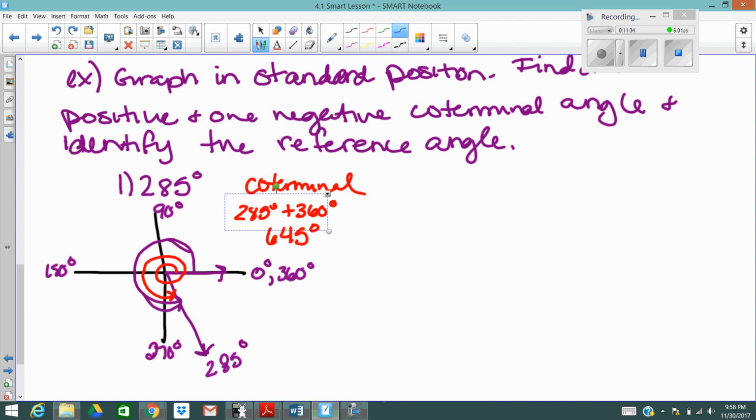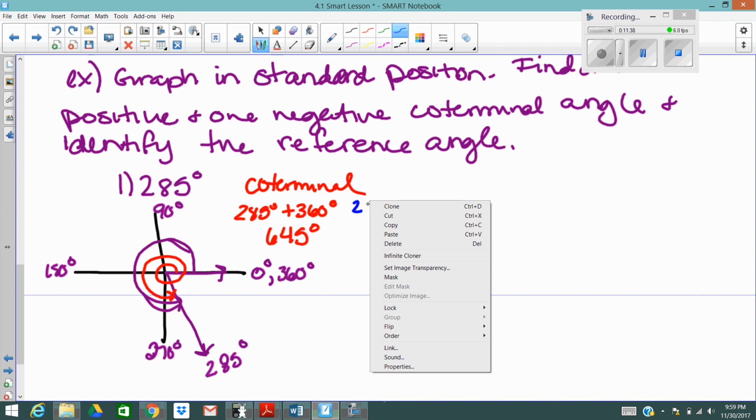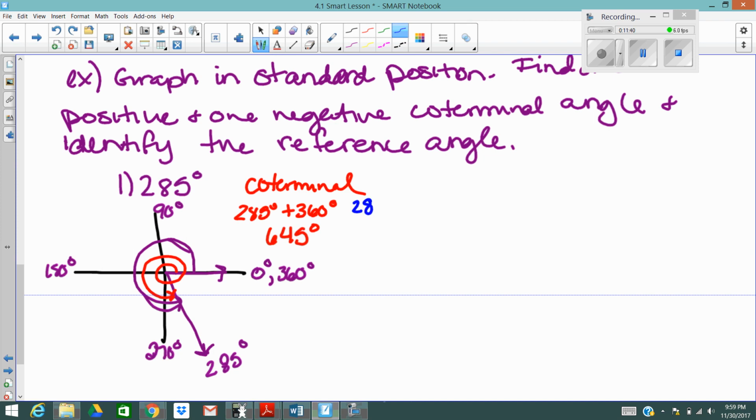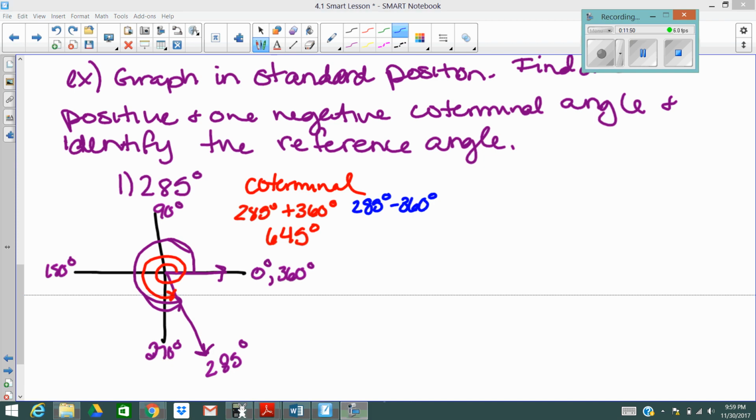To find my negative coterminal angle, I take 285 degrees, subtract 360 degrees, so my negative coterminal angle is negative 75 degrees.